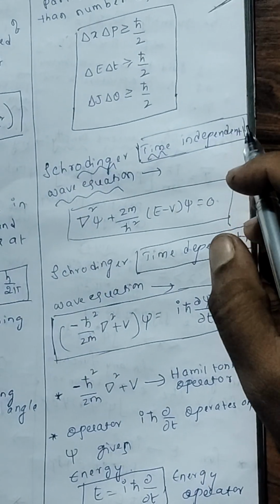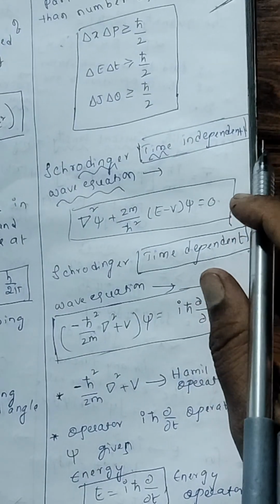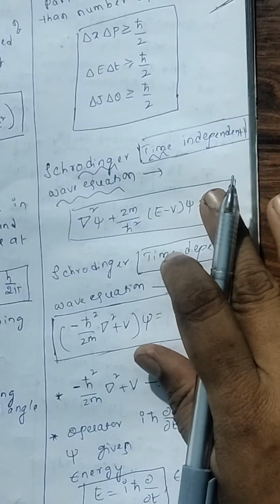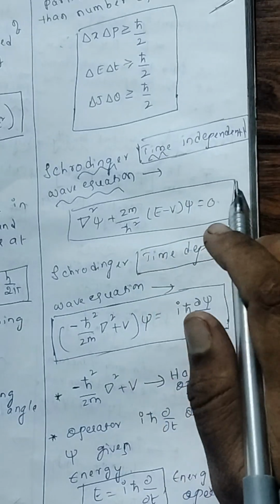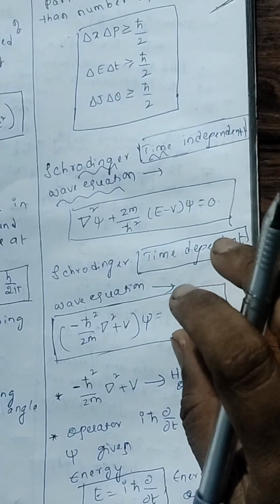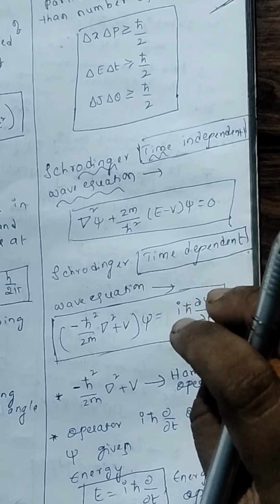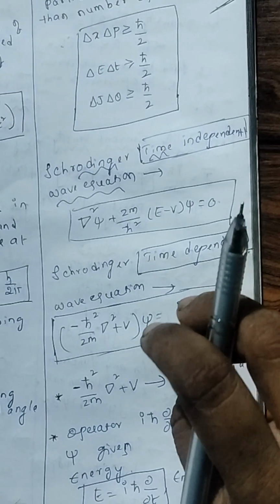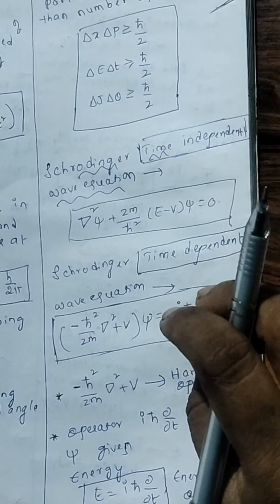Schrodinger wave mechanics describes the behavior of quantum particles such as electrons. It determines the particle's wave function. The wave function contains the information related to the position as well as the energy.